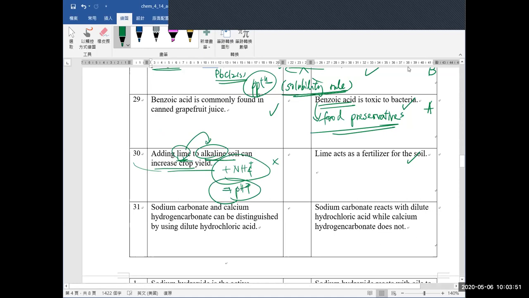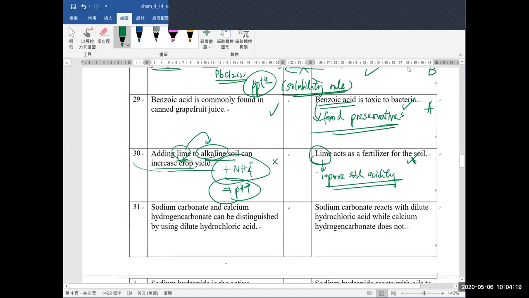Now the second statement. Lime is added as a fertilizer for the soil. The answer is not correct. The second statement is not correct. Lime is not a fertilizer. It is used to improve the soil acidity only.